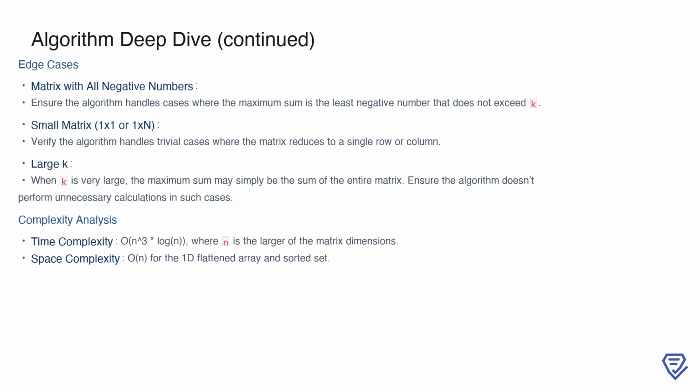Regarding complexity, the time complexity is O(n^3 log n), where n represents the larger matrix dimension, and the space complexity is O(n), accounting for the 1D flattened array in the sorted set. These considerations ensure the algorithm is robust and performs well across diverse inputs.